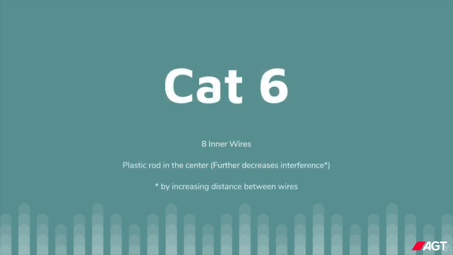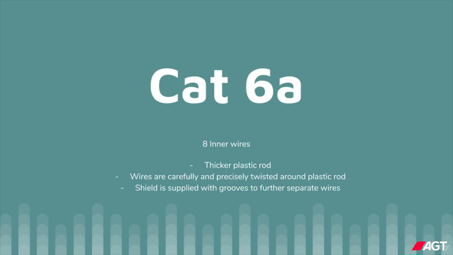The Category 6 cable has the same 8 wires, but this time instead of twisted pairs, there's a plastic rod running through the middle of the cable to keep every wire as far apart as possible. And the plastic rod method turned out to be pretty useful because Cat6 cables can now handle up to 10 gigabyte transfer speeds. And then we have the Cat6a cables, which have double the frequency of Cat6. Frequency being the amount of data it can carry at once.